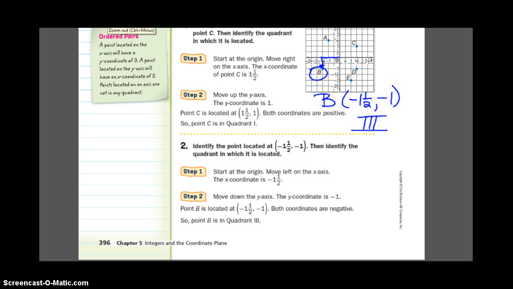Now it's your turn. Look at the top portion of the page opposite this. There are 2 got it problems. You're going to use the coordinate plane that we just worked on to answer those 2 questions. So please pause when you're done.